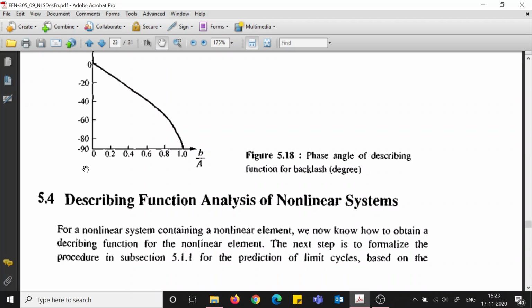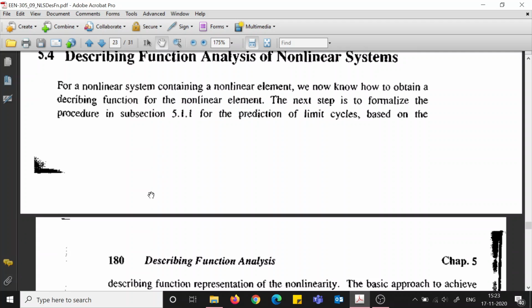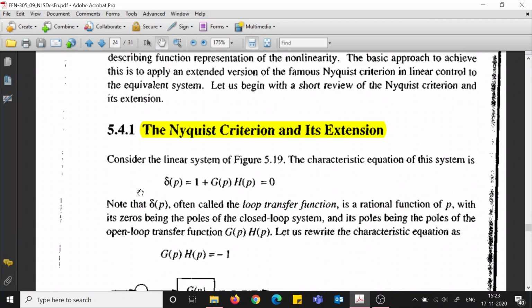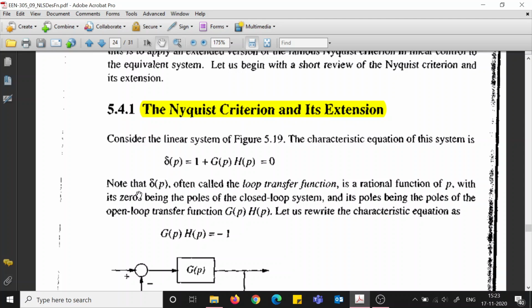So when we have that limit cycle in the system, because we are having periodic behavior in the system, what we have to ascertain is how many limit cycles would be there and what are the types of limit cycle, whether they are stable limit cycle or unstable limit cycle. So these are the things we need to ascertain. The describing function analysis helps us to do that. We take the help of the Nyquist criteria and its extension in this case.